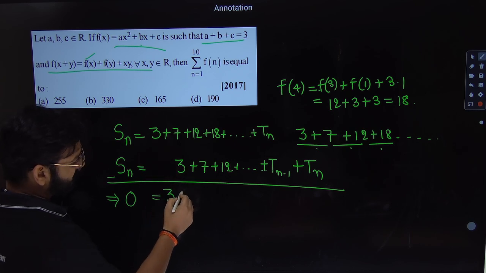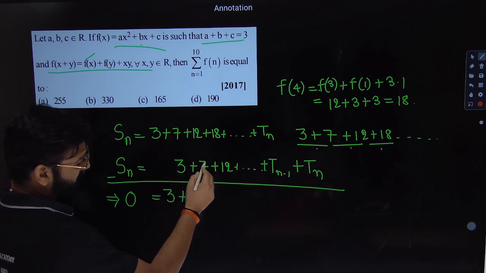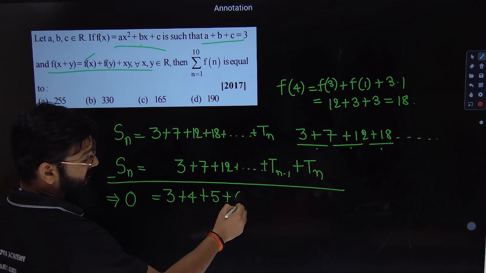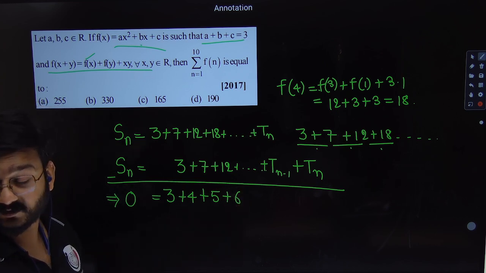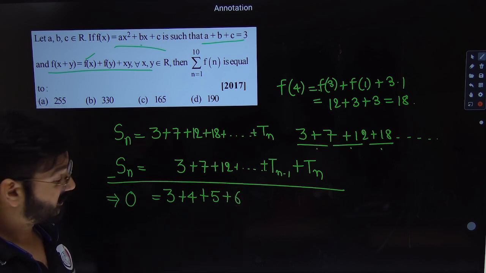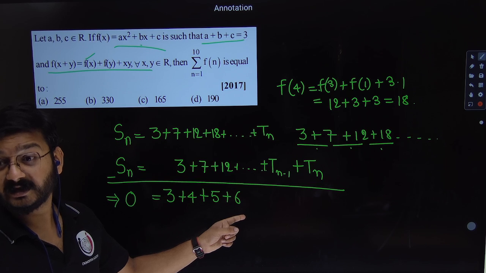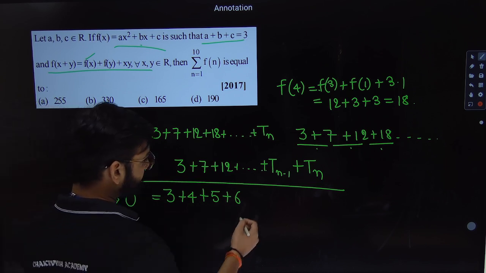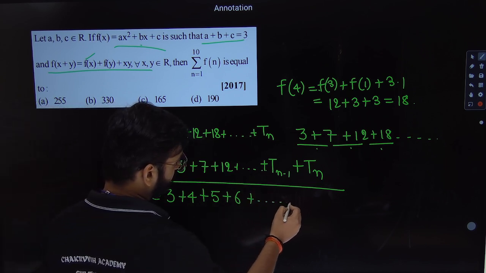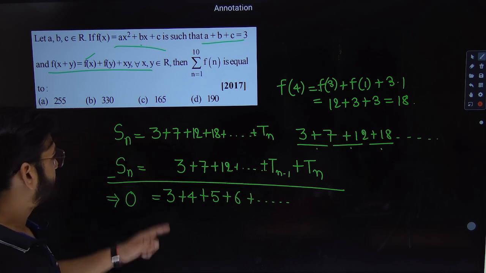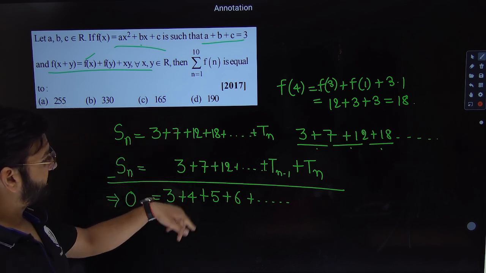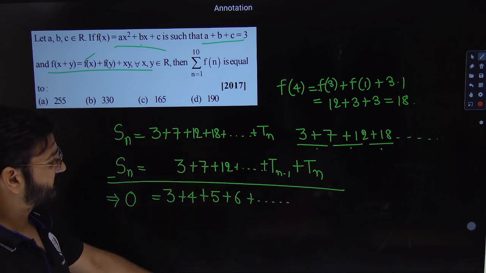So subtract this. What will be the left hand side if you subtract? 0. Anyone having a problem that shifting the term will not change the sum? Obvious, right? So left hand side is 0. Then 3, 7 minus 3 is 4, 12 minus 7 is 5, 18 minus 12 is 6. Can you see that we got an AP? That is the advantage of shifting the term by 1 unit. 3, 4, 5, 6. We are getting an AP.